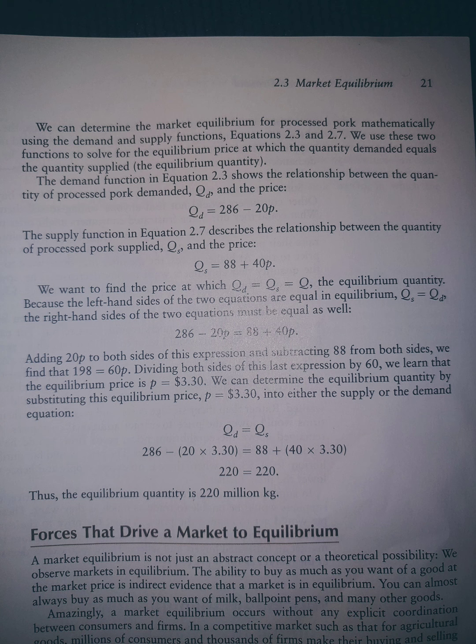We can determine the equilibrium quantity by substituting this equilibrium price, P equals $3.30, into either the supply or the demand equation. Capital Q sub D equals capital Q sub S. 286 minus (20 times 3.30) equals 88 plus (40 times 3.30): 220 equals 220. Thus the equilibrium quantity is 220 million kilograms.